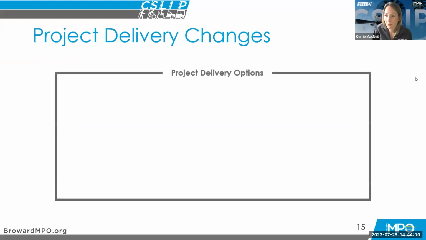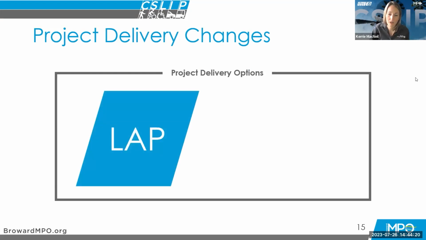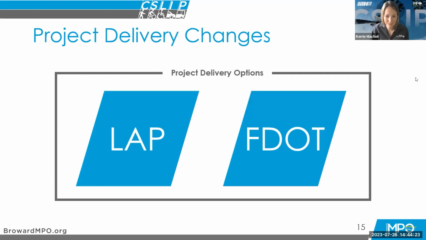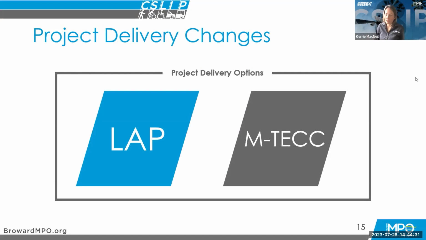All right. As you all know, CSLIP projects are required to be delivered using the LAP process, the local agency program process. I just wanted to call out that one of the policy changes to our CSLIP program policies was adding a policy that states that local agencies can use MTech to deliver their projects through LAP. So just wanted to remind everyone of that.